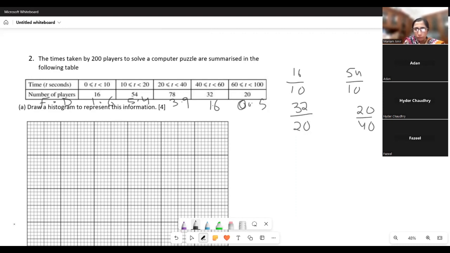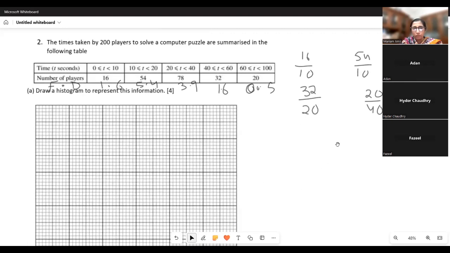I hope you remember how to find the class width. Class width is the difference between the upper and lower class limit. So the first class width is 10, then between 10 and 20 there are 10 units, then 20 to 40 has 20 units. So the third class width is 20 and so on. Now we plot these on the y-axis, and on the x-axis it's 0 to 10, 10 to 20 and so on. So let's plot it.